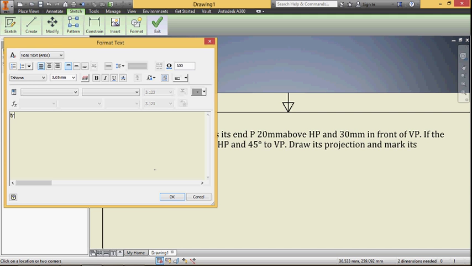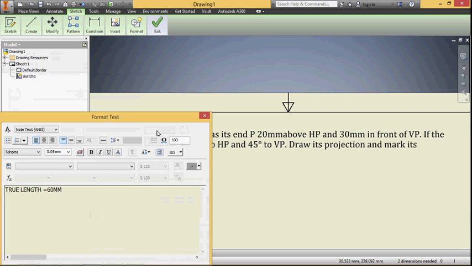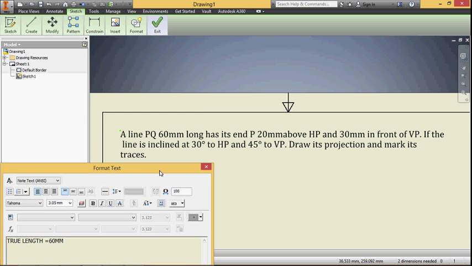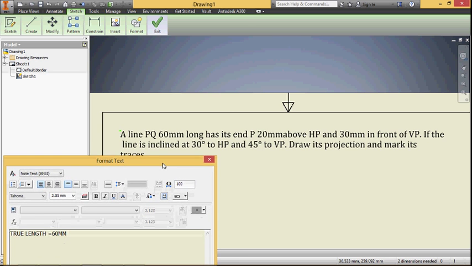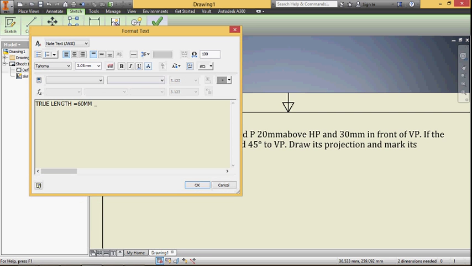True length is given, true length is equal to 60 millimeter. So true length is given and end P is 20 millimeter above HP and 30 millimeter in front of VP, which means point P is in first quadrant.